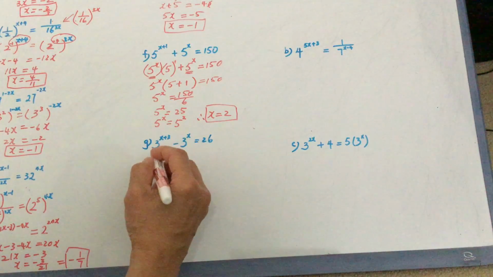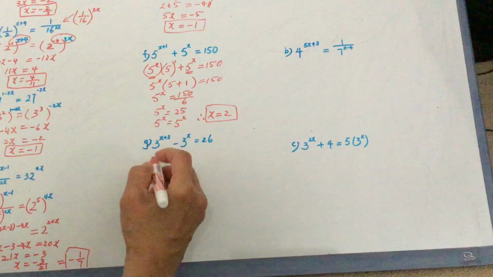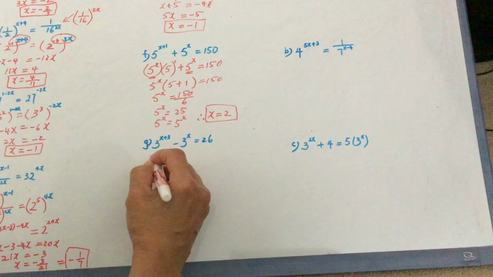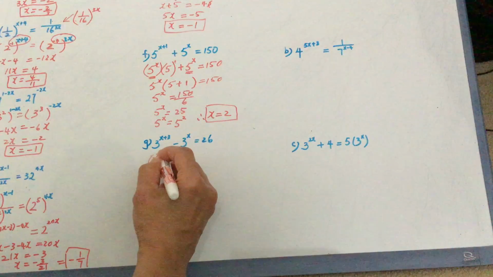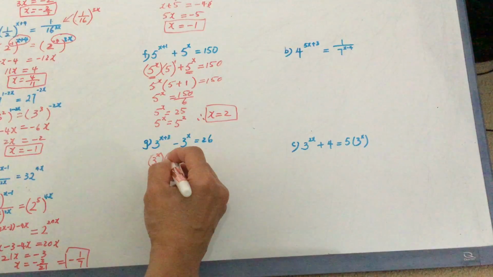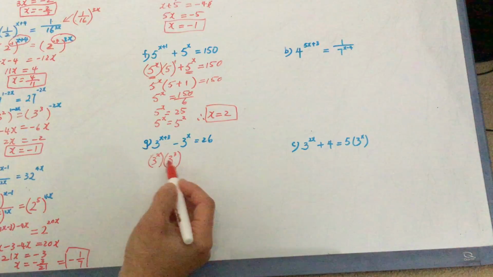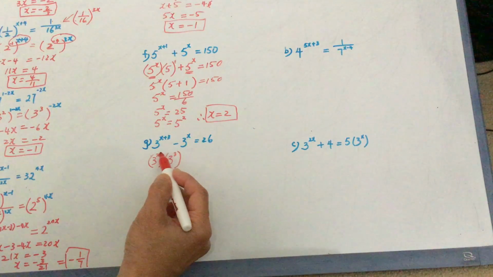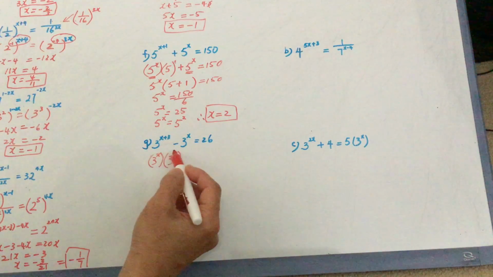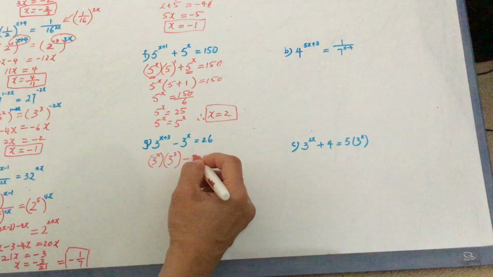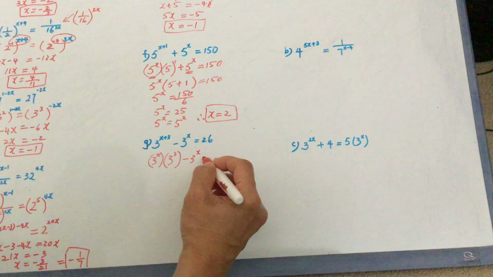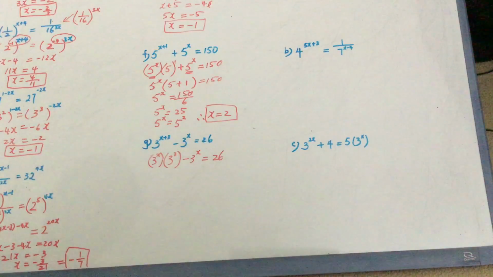If we look at the 3 to the power of x plus 3, we can break this into 3 to the x times 3 to the 3. Because when you multiply two terms with the same base, you add the exponents. So that is how you get x plus 3. And minus another 3 to the x, 2 to the x here, equal to 26.